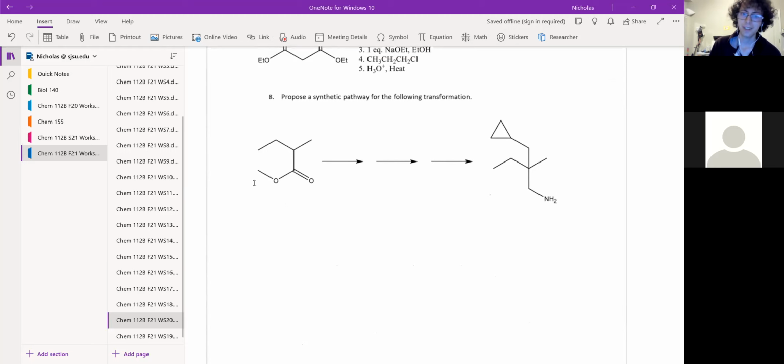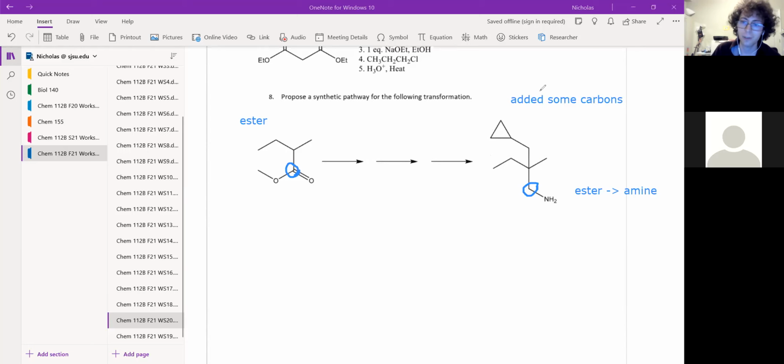For the last one, it's a synthesis. We're starting with an ester, and we converted the ester to an amine, like the carbon with the ester here is this same carbon where the amine is. So that's the transformation we're doing. And we also added carbons. We added all of this.